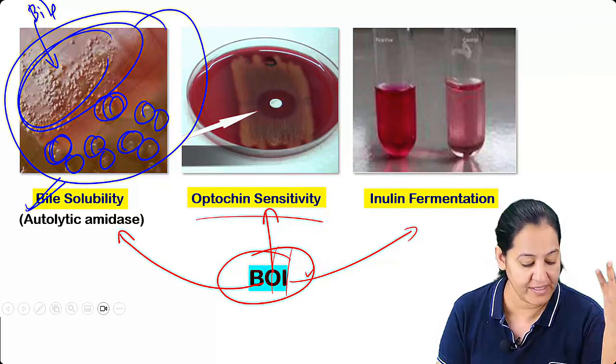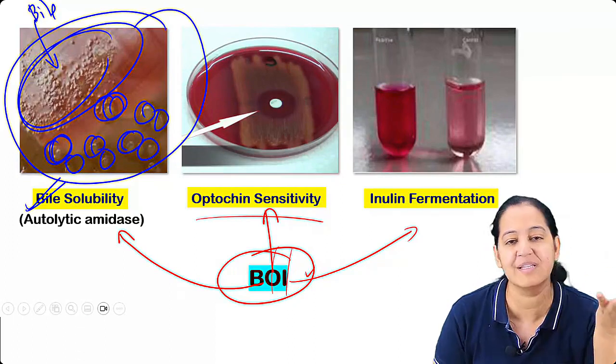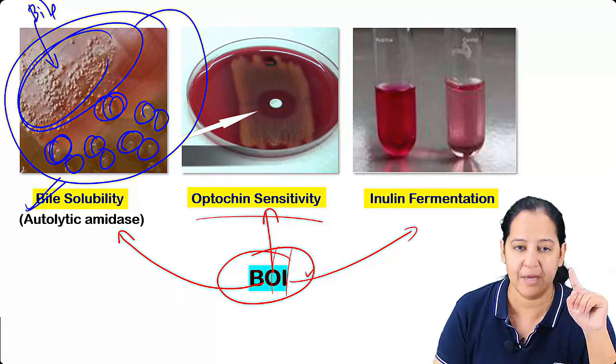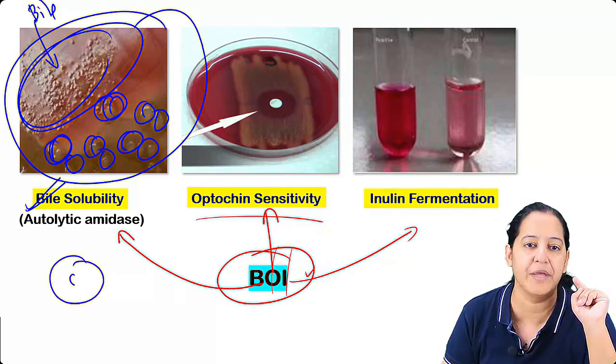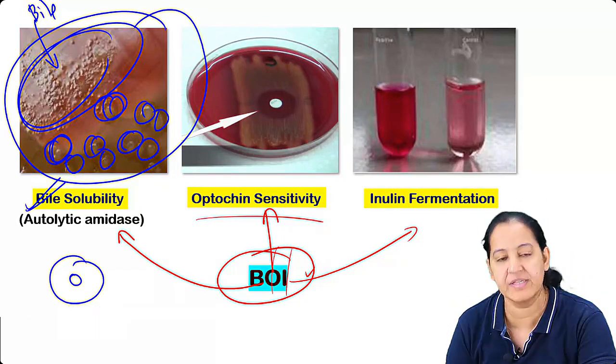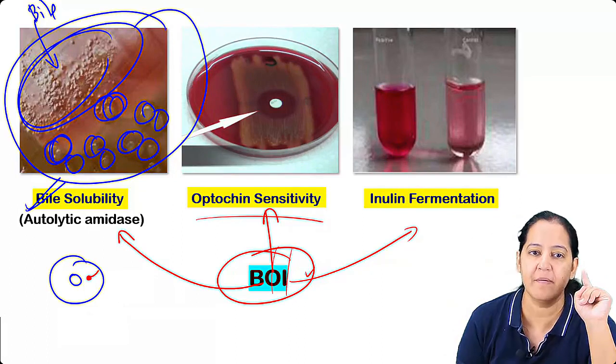You may be thinking, ma'am, where is the colony gone? Why does it disappear on putting bile? Because this is the diagram of Streptococcus pneumoniae. In the cytoplasm of this bacteria, there is an enzyme. The name of the enzyme is amylase.